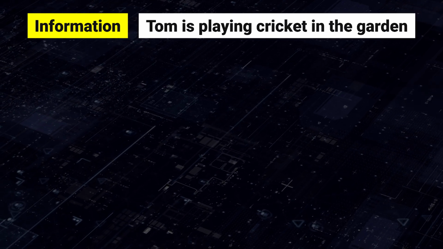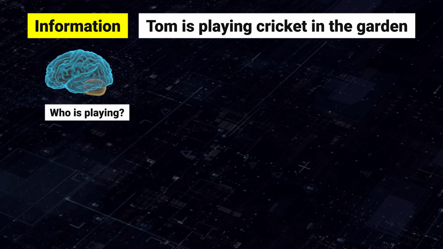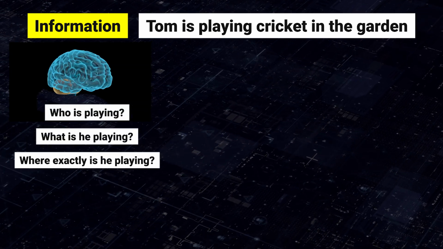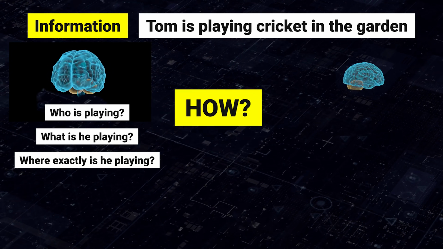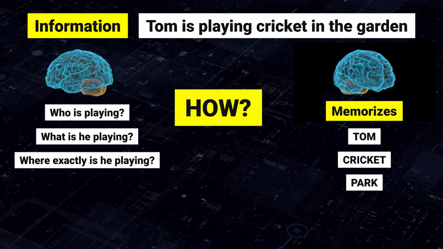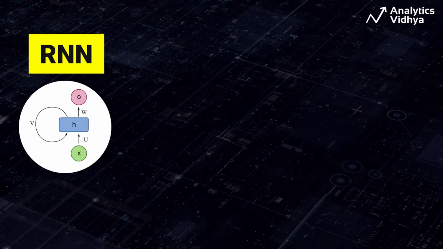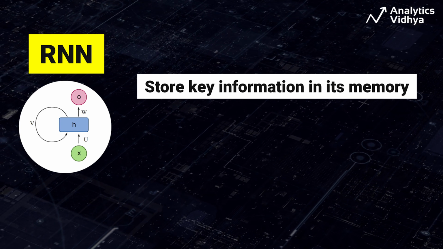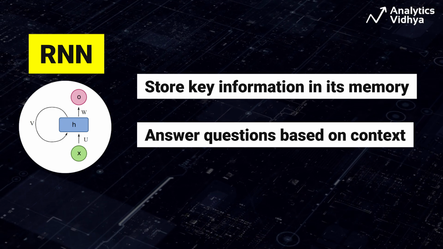Now, what do I mean by this? Let's understand this with this simple sentence: Tom is playing cricket in the garden. Once you read this sentence, I'm sure you can answer questions like who is playing, what is he playing, where exactly is he playing. But how do we do that? We do that thanks to our human brain that memorizes the keywords Tom, cricket, and park from the sentence, along with their relationships. Now, RNNs also had this ability to store key information in their memory. So just like humans, RNNs could also answer these questions based on the context.